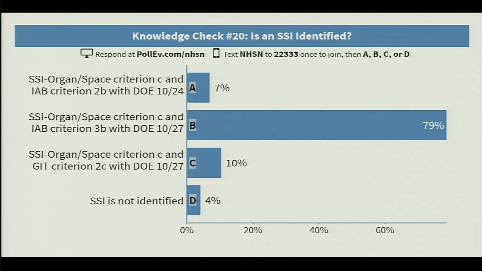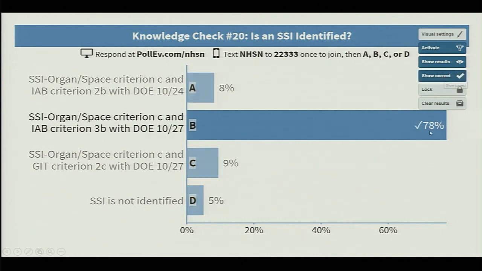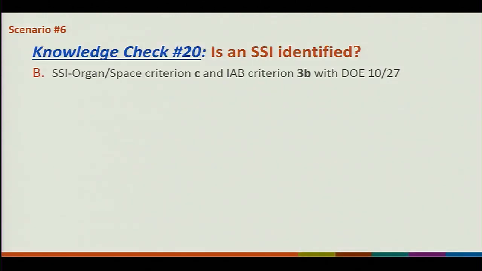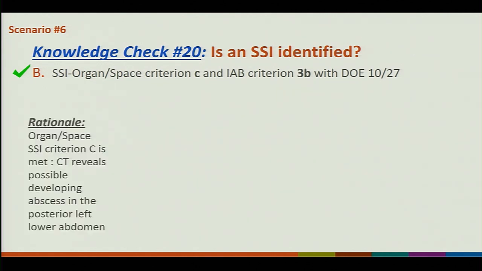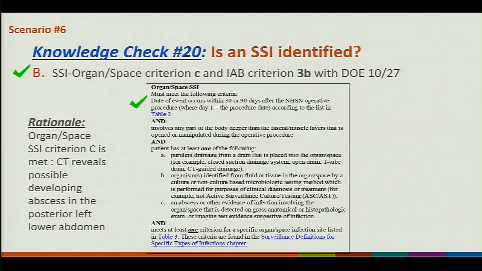Okay, so let's see what the actual answer is. And the answer is B. So we have an SSI organ space criterion C event. IAB criterion 3B is met with a date of event at 10/27. The rationale is that organ space criterion C would be applied because the CT revealed a possible developing abscess in the posterior left lower abdomen. The infection occurred within 30 days. It involved the organ space, and criterion C is met.